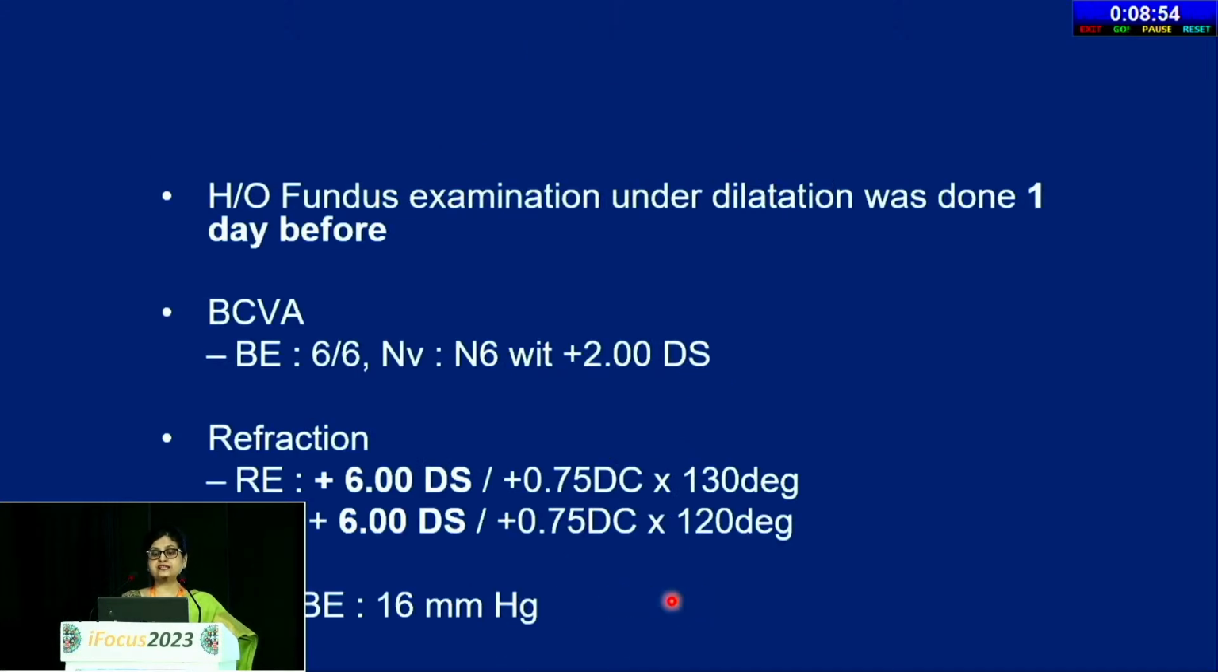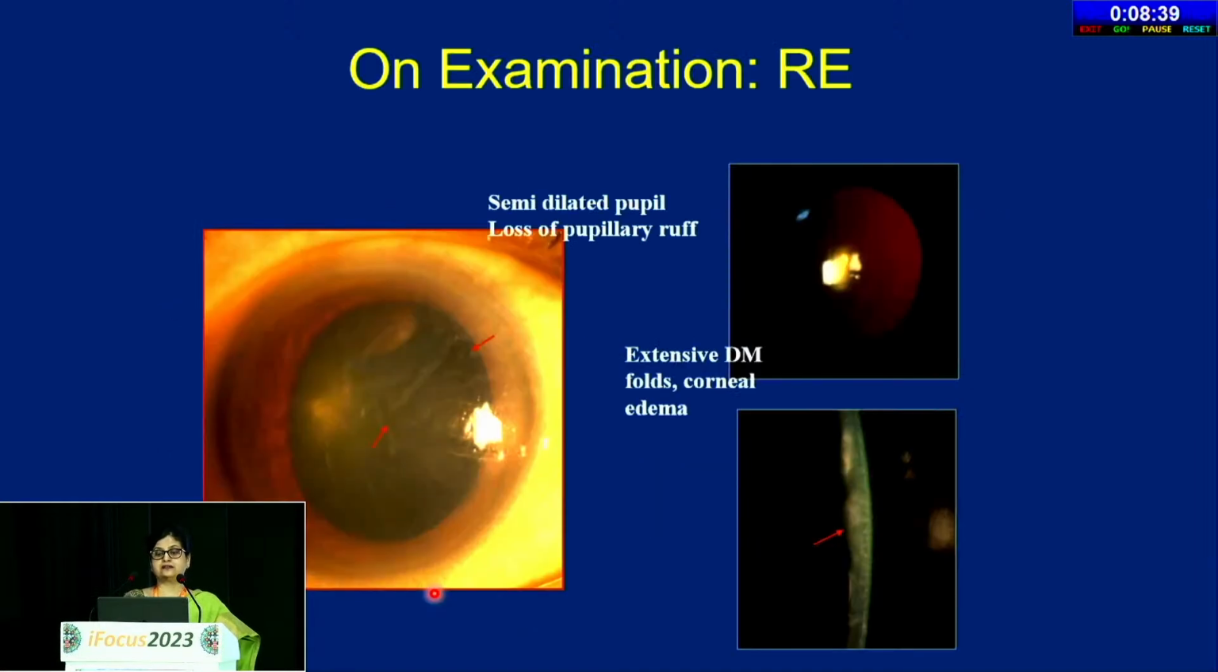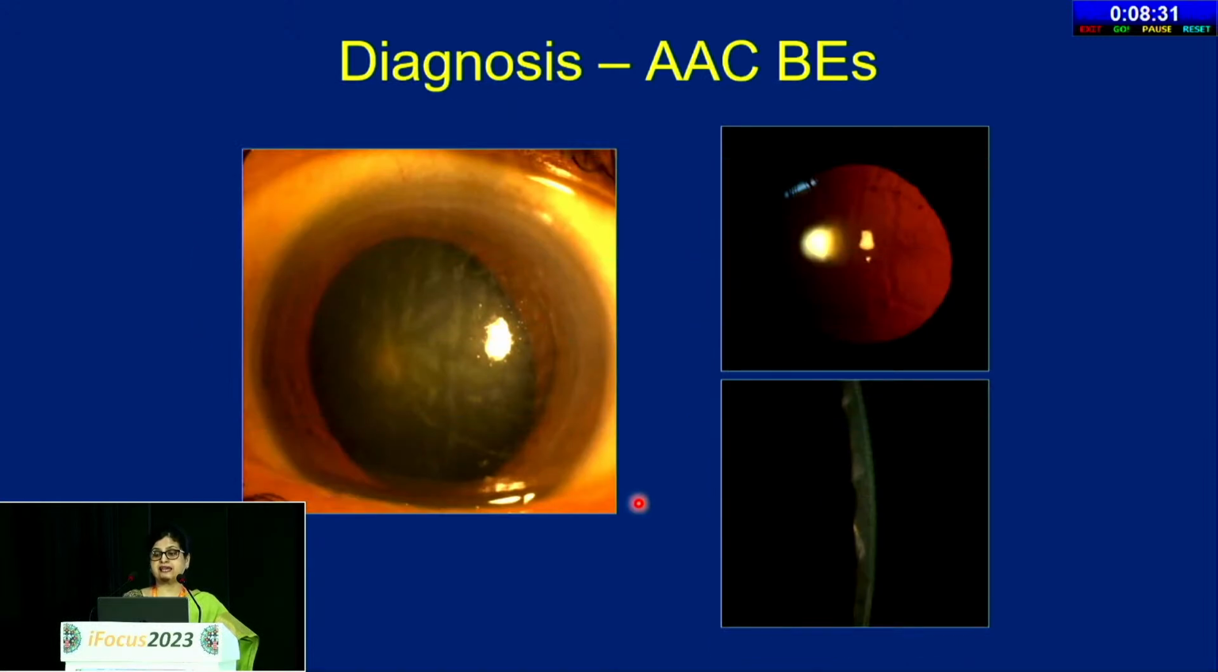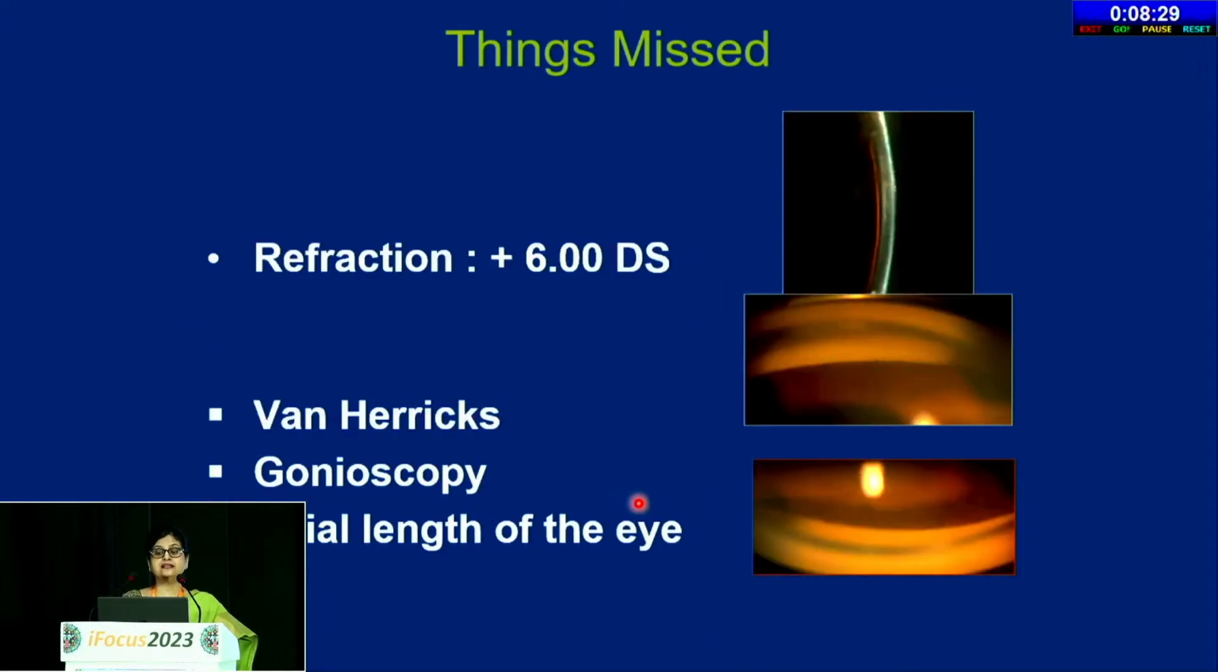And when I probed the history in detail, he said that he was dilated a day before in our own hospital. That time his vision was 6/6. He was highly hypermetropic, as you can see here. The pressures were normal. And he had all the signs and symptoms of angle closure glaucoma. As you can see here, corneal edema, dilated pupil in both the eyes. He had an acute angle closure attack. And why?